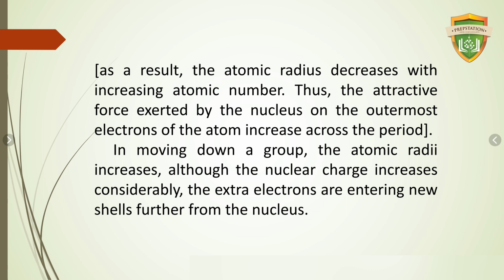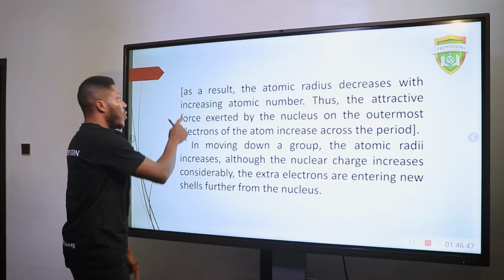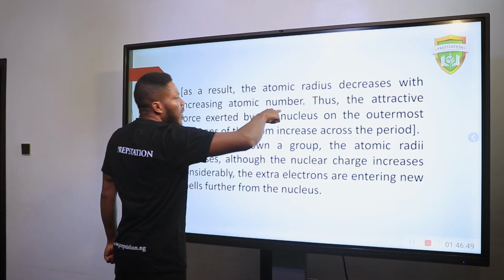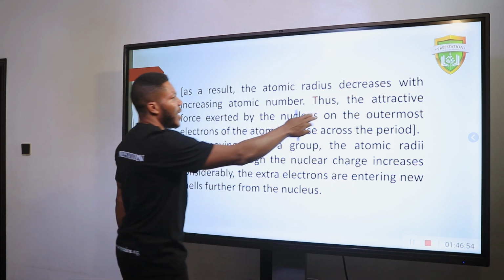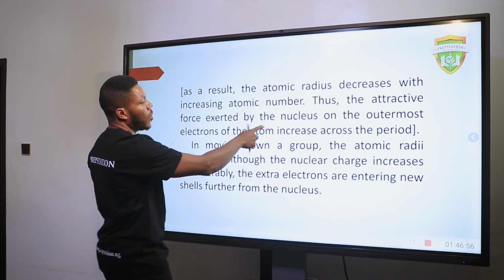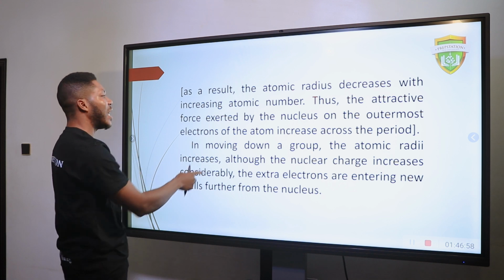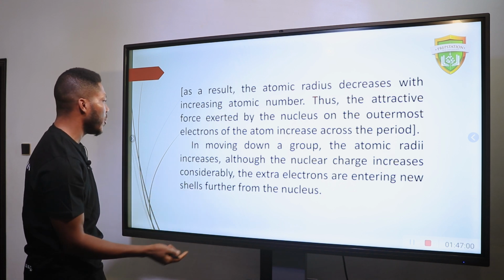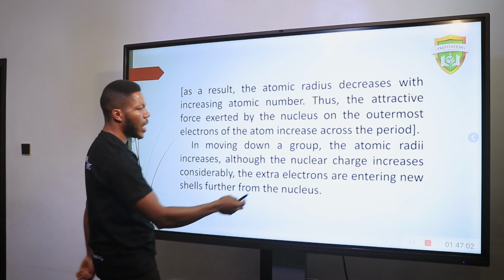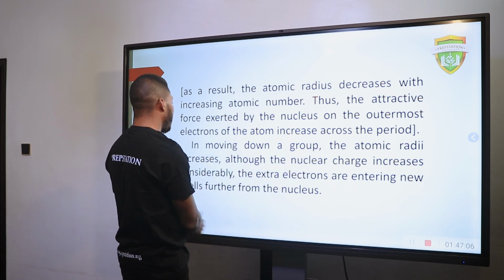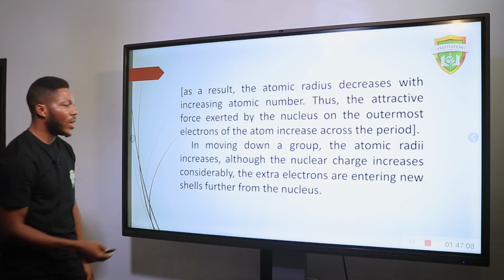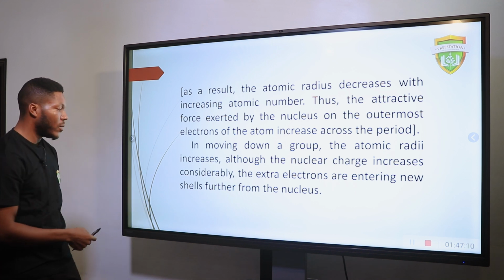Don't forget that atomic radius decreases with an increasing atomic number. Why? Electrons are added to the same shell. Thus, the attraction force exerted by the nucleus on the outer electrons of the atom increases across the period. In moving down the group, atomic radii increase, although the nuclear charge increases considerably. The extra electrons are entering new shells.